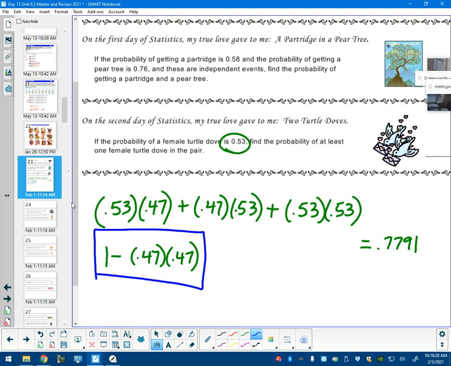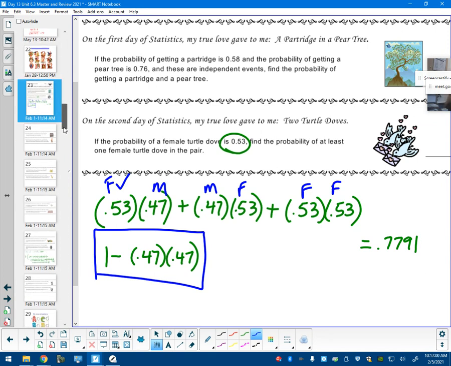If you did it the straightforward way, you could say, okay, the first one is a female, the second one is male, or you could say the first one's male and the second one's female, or you could say, hey, let them both be female. And if you added up those 3 products, it would equal the same thing as 1 minus none. So when there's a few number of things, like 2, 3, or 4, you can do it either way without too much trouble. So how about number 6?